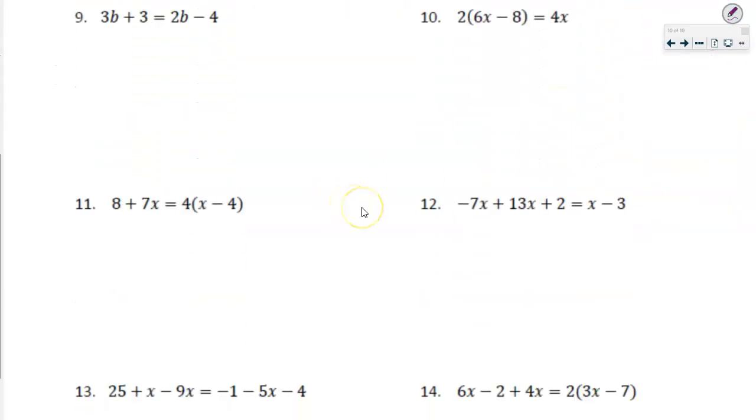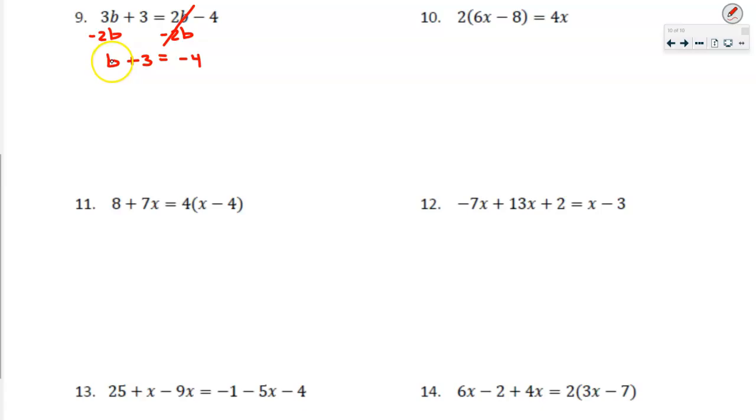Moving along to number 9, now I'm switching up the variable and now I'm using b. I usually like to collect all of the variables to one side. So 3b plus 3 is equal to 2b minus 4. I'm going to remove the 2b. I could decide to take care of the unit tiles first. It's just my personal preference to try and collect all of the variables to one side. 2b minus 2b zeroes out, and 3b minus 2b is b, so b plus 3 is still equal to -4.